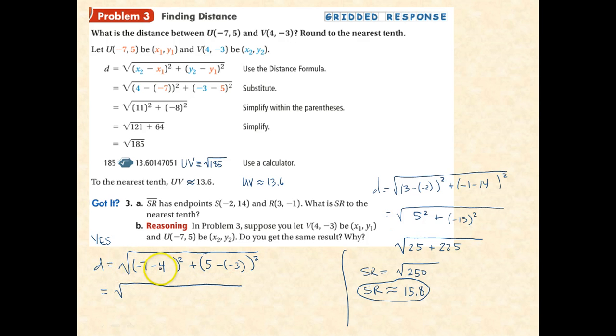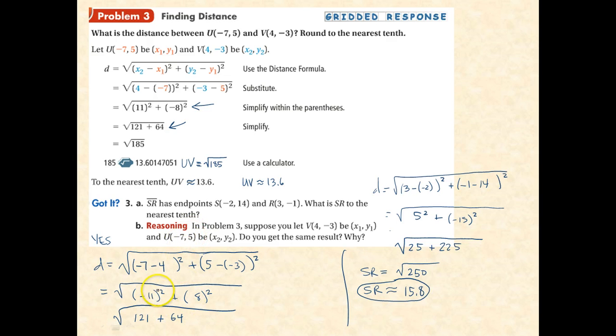Alright, -7 minus 4 is -11. 5 minus -3 is 5 plus 3, that's 8. And I think you can kind of see what we're getting here. This one, instead of being positive, is negative. Instead of being a -8, positive 8. But it doesn't matter because as soon as we square it, we get 121 plus 64, and we got the exact same thing. So that's going to turn into square root of 185, and that's going to turn into approximately 13.6.